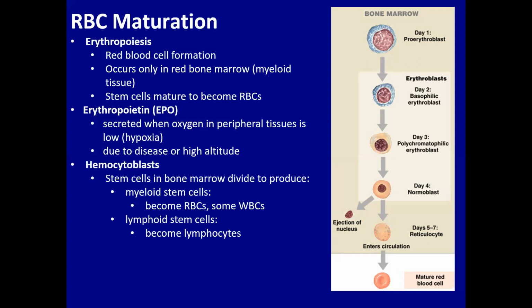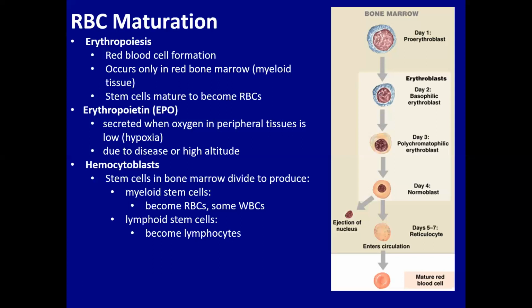When a person is in an area such as a high mountainous area, where oxygen is low, or perhaps they have a health condition that causes low oxygen, EPO is going to be secreted. When EPO is secreted, that allows for erythropoiesis to be triggered.